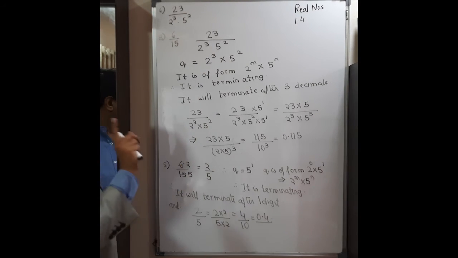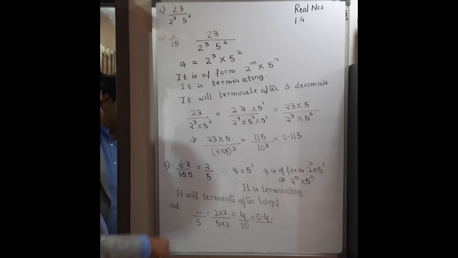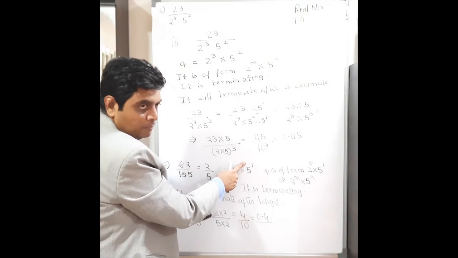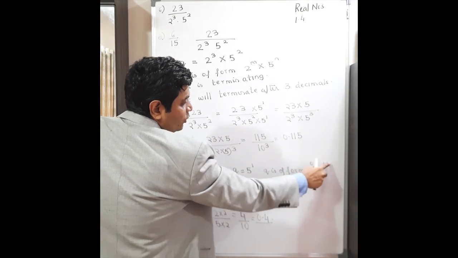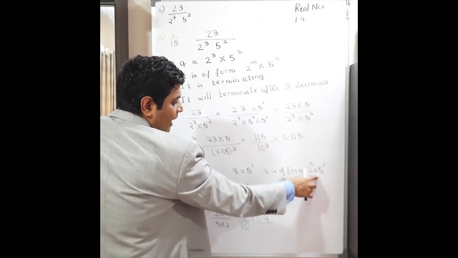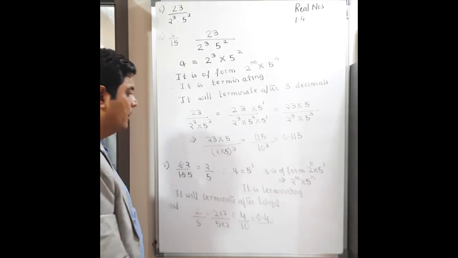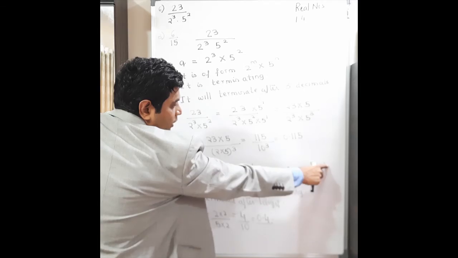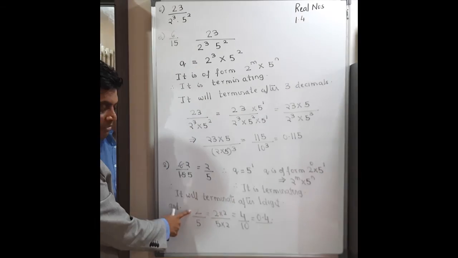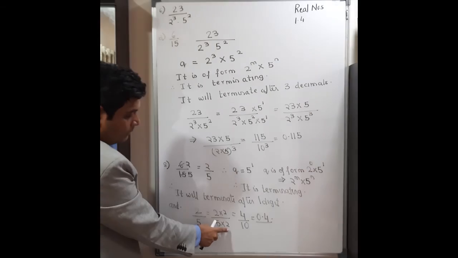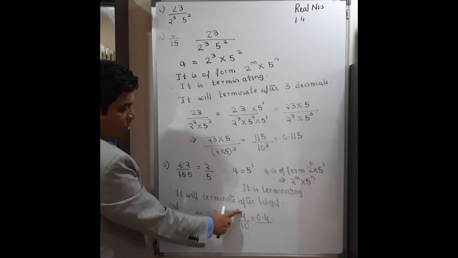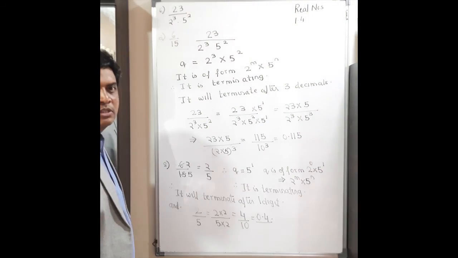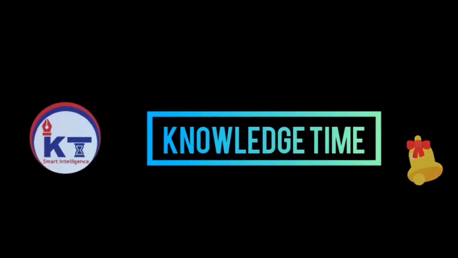Now look at next question. 6 upon 15. First, wherever possible, you do the cancellations. So 3 2s are, 3 5s are. So it becomes 2 upon 5. Denominator is 5 raised to 1. So your q is of the form 2 raised to 0 into 5 raised to 1. So it is 2 raised to m into 5 raised to n, where m and n are whole numbers. Therefore it is terminating. After how many digits it will terminate? 5 raised to 1. So it will terminate after 1 digit. What will be the decimal expansion? 2 upon 5. I multiply the denominator by 2, numerator also by 2. 4 upon 10. Answer is 0.4. Okay. Please note down this sum.